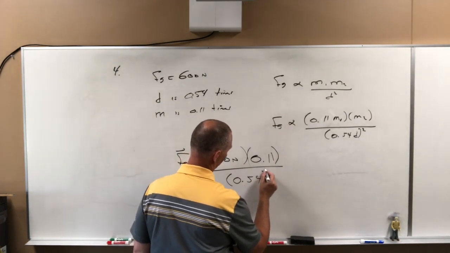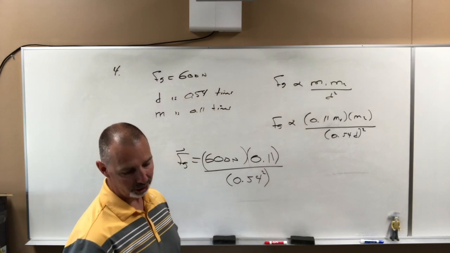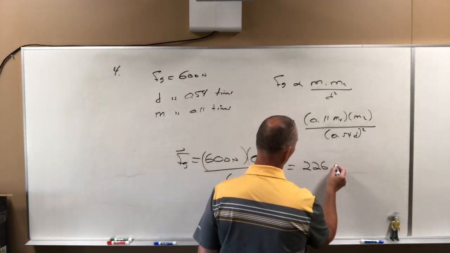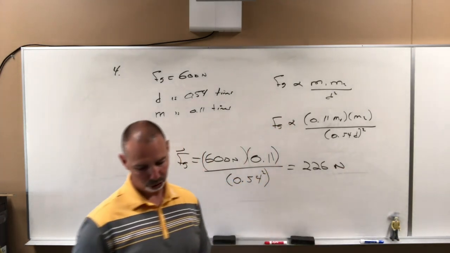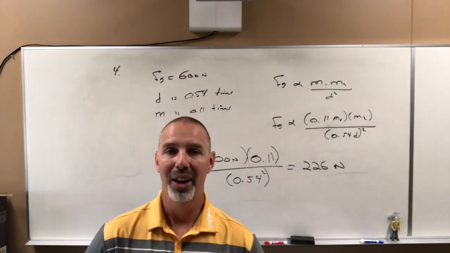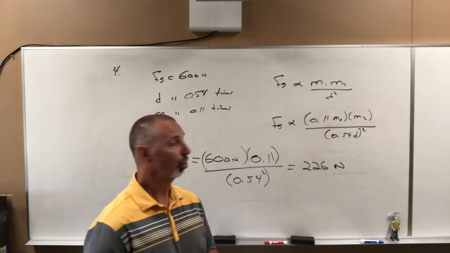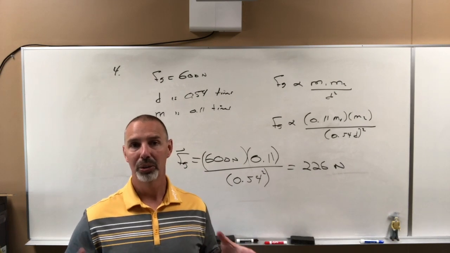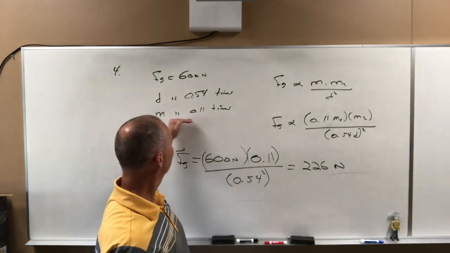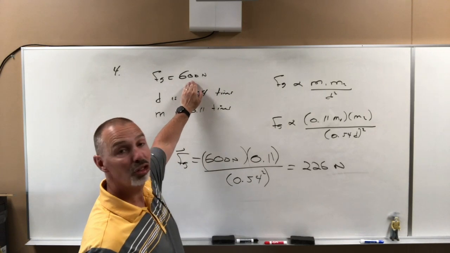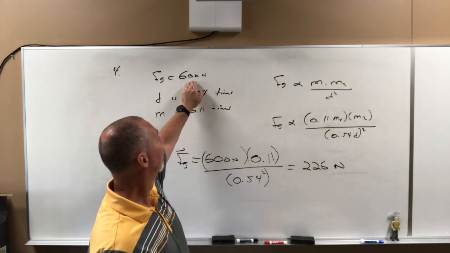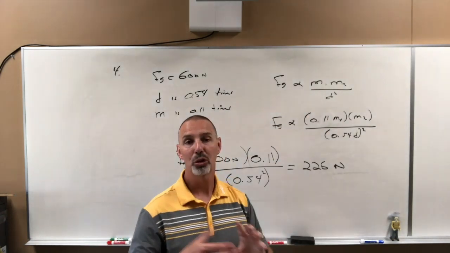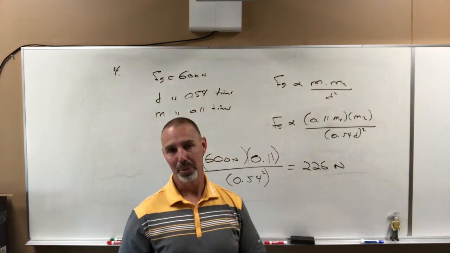If we punch that into our calculator, you will get 226 newtons, or as the answer in your book says, 230 newtons, and that is rounding to significant digits. So again, it's all about the factors. How is the factor making the changes? If I change the mass by 0.11 times, that's going to change the 600 by 0.11. If I change the distance by 0.54, that is 0.54 squared that I'm going to have to divide by.